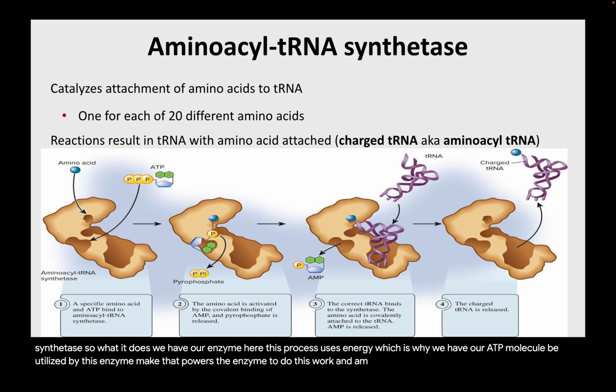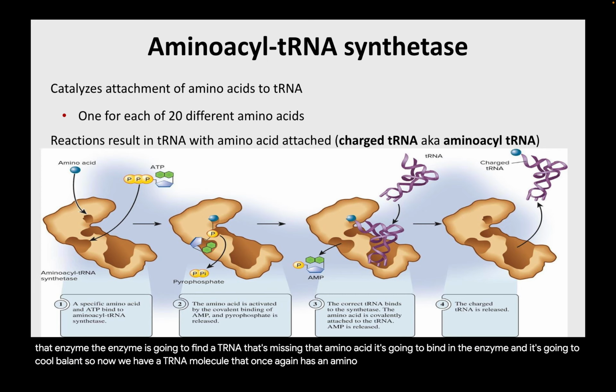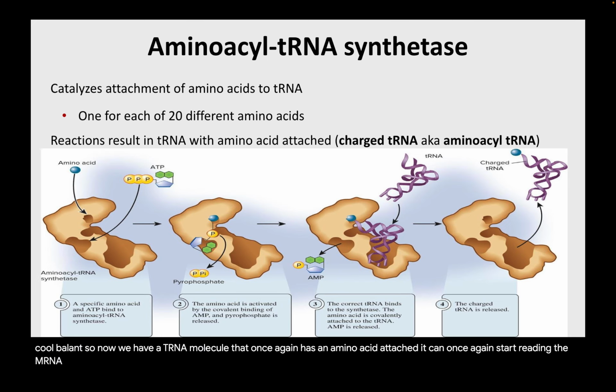An amino acid will be in place, right? An amino acid will be in that enzyme. The enzyme is going to find a tRNA that's missing that amino acid. It's going to bind in the enzyme, and it's going to covalently attach the amino acid back to our tRNA molecule. So now we have a tRNA molecule that once again has an amino acid attached. It can once again start reading the mRNA.